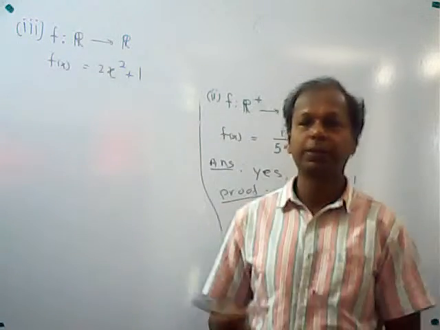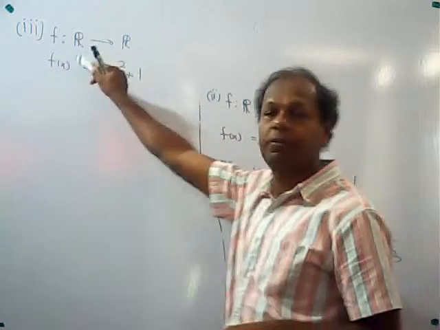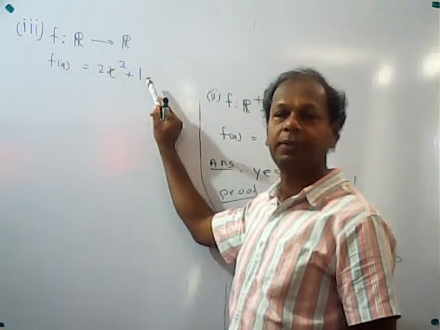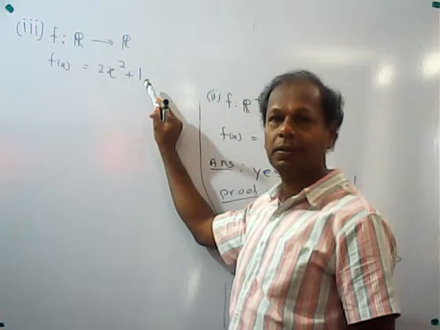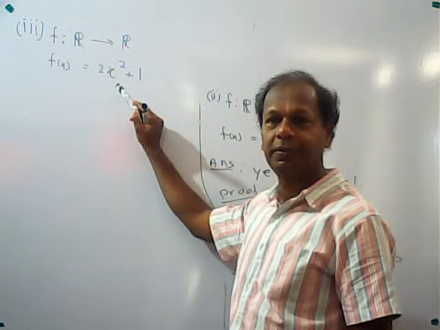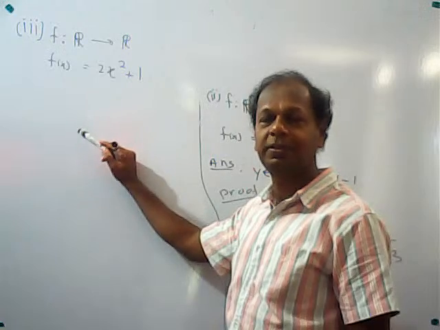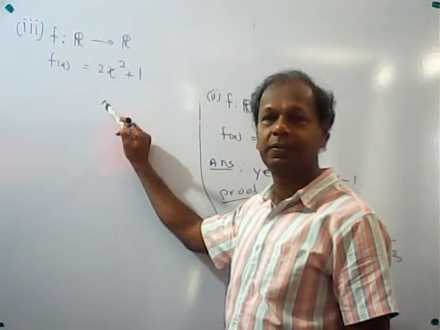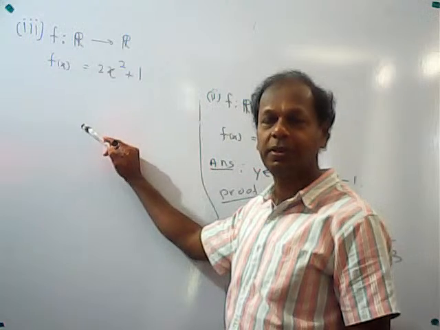Okay, now the third. F goes from R to R. Fx equals 2x squared plus 1. What do you think? Is it 1 to 1? If not, give some reason. 1 to 1 or not? If you think it is not, can you give some reason?